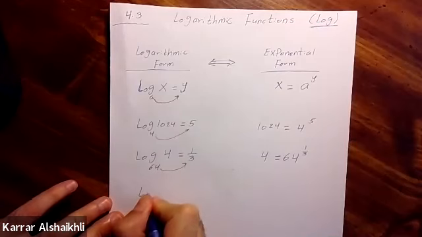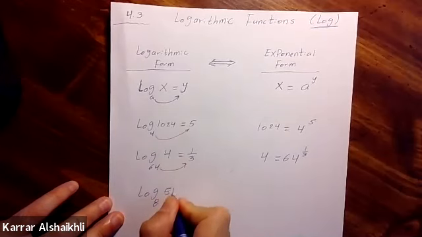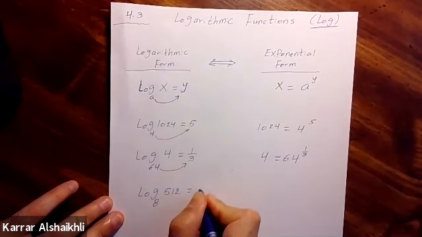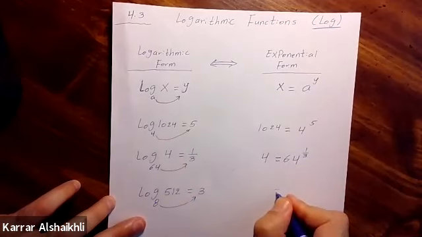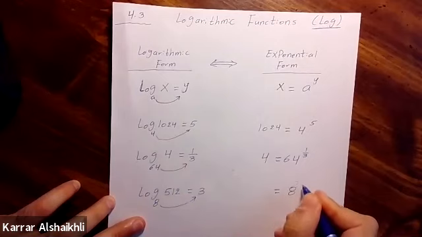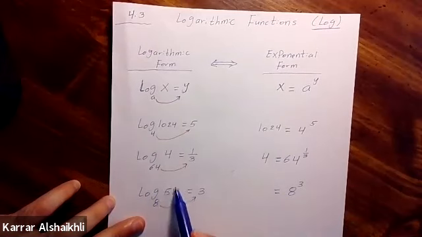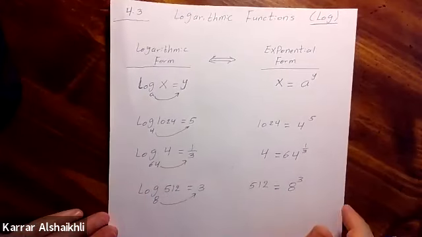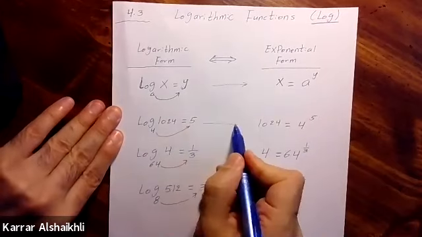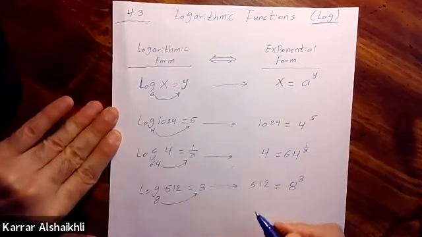Let's do another example. If you have log to the base 8 of 512 equals 3. We're going to do exactly the same thing. We're going to move the base from here to be a base for the other side. Here's the equal sign. It's going to be 8 cubed. The leftover from the left side, after we cancel the log, is just 512. That's how you convert from log form to the exponential form.